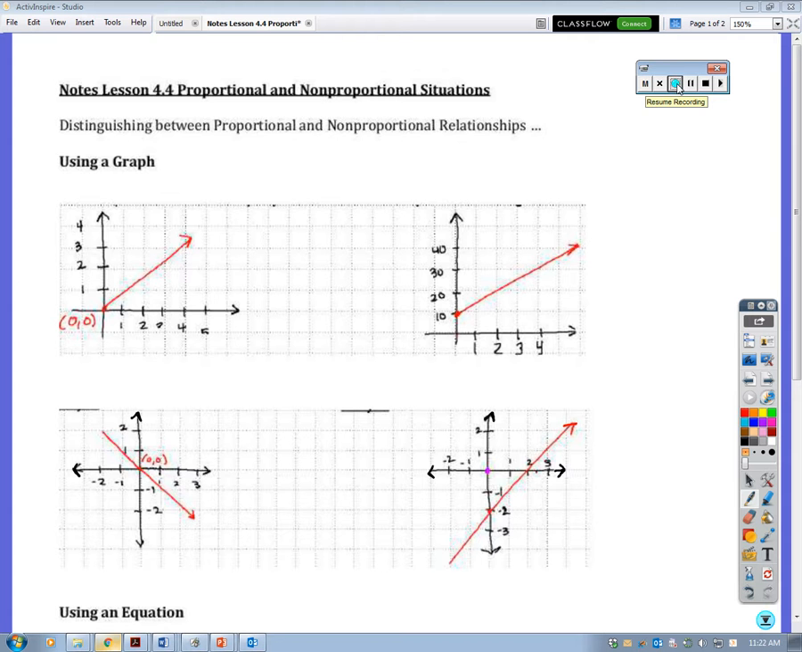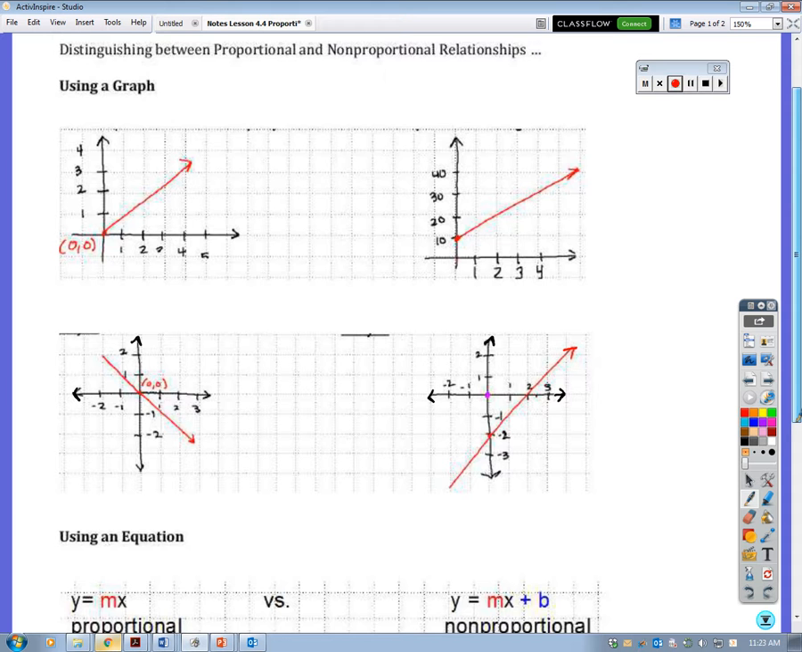Okay, Math 8 students, we are doing lesson 4.4, proportional and non-proportional situations. This is the last lesson in Module 4 and kind of pulls all of these concepts together. So what we're doing is looking at determining if a relationship is proportional or non-proportional, and we're looking at that in graphs, in equations, in tables, and using that to compare different situations in a real-world scenario. So we're just going to jump right in and look at graphs.